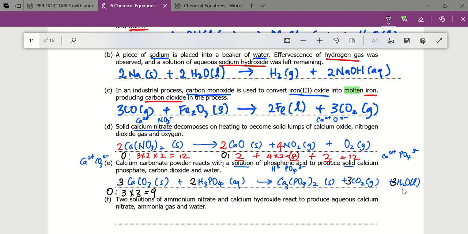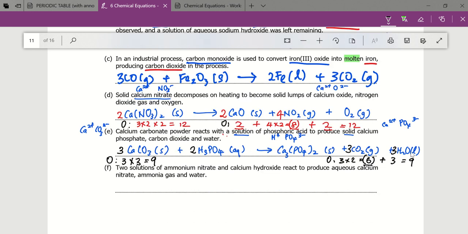So on this side of the equation, how many oxygen do I have? For carbon dioxide, I've got 3 times 2, which gives me 6, right? And in water, I have 3. So 6 plus 3 gives me 9, and hence my equation is balanced. 3 calcium carbonate solid plus 2 phosphoric acid, arrow, calcium phosphate solid plus 3 carbon dioxide gas plus 3 H2O liquid. So this is my balanced equation.